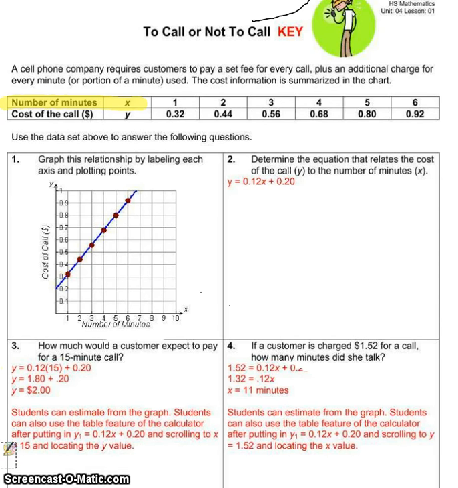Any questions over that? So you should be prepared on Tuesday when you come back to know how to plug in your x and determine your y, as well as plug in your y and solve for x.